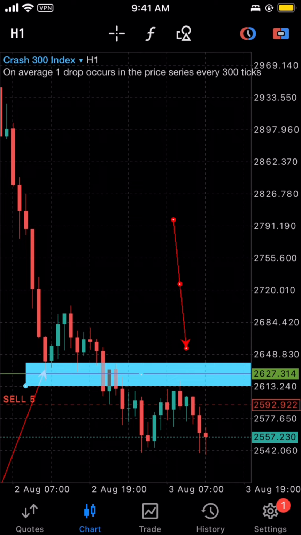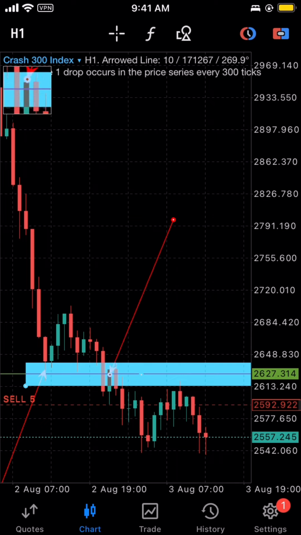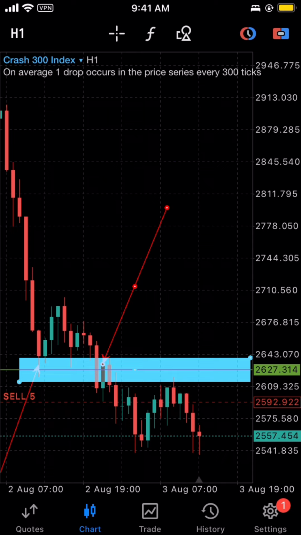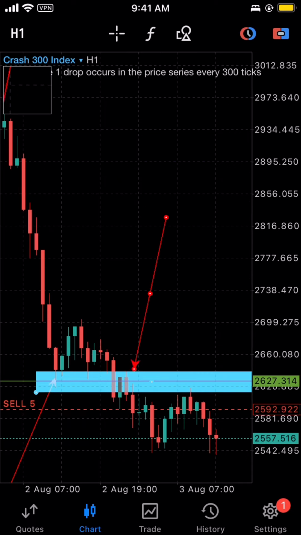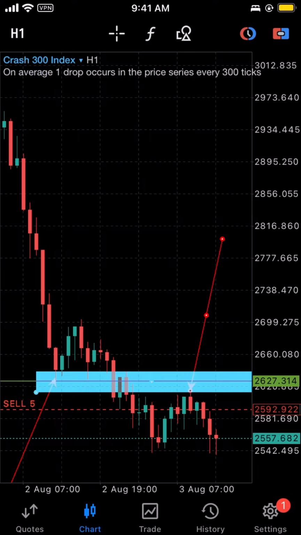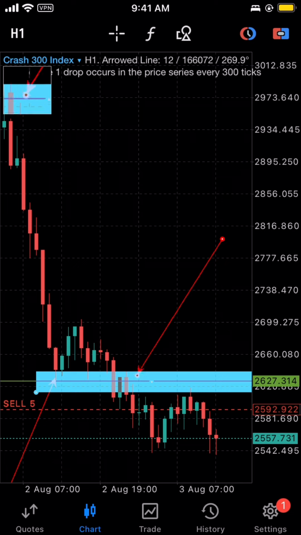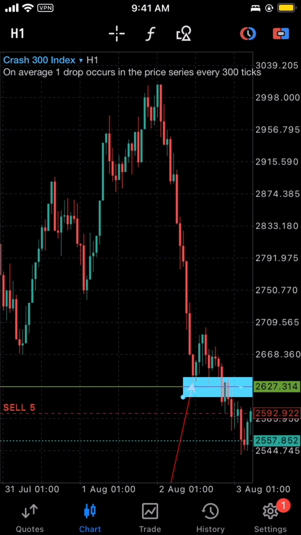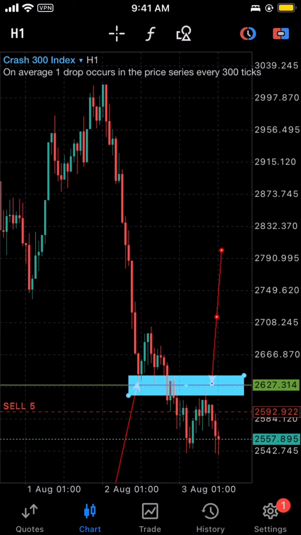So you have to wait for the market to break this box. When the market breaks this light blue box area, that means it's very strong. That means the market has strength. So when it comes back to this structure area, you take a trade there. That's what I did. I waited for the market to break this box area. It came back to the structure. I took a sell. I was so sure about this market because the market is already in a bear market.